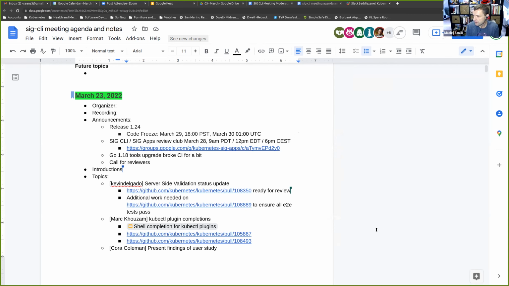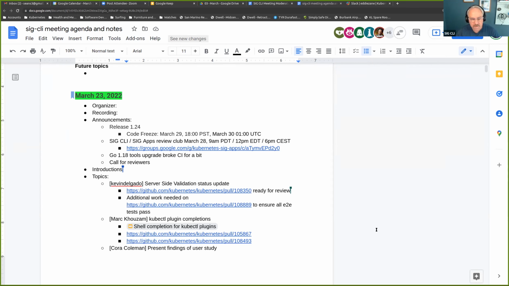Katrina is asking whether it's specifically for kubectl. I don't see any objections to including Kustomize as well. If there are people interested, we can probably figure out the balance of how many people are interested in either. Great, thanks, Maciej.